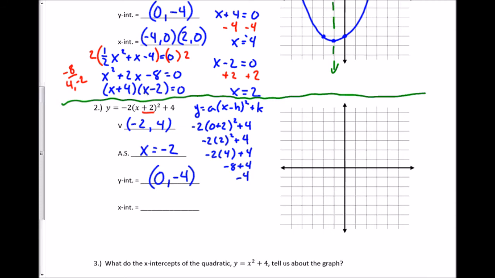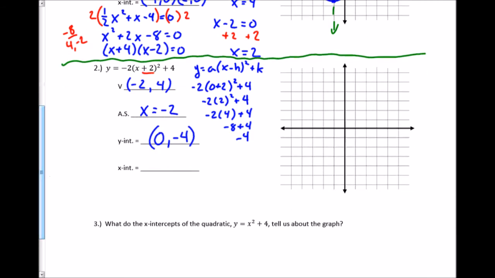And now my x-intercepts. For my x-intercepts, I'm going to plug a 0 in for y again, so I get negative 2 times x plus 2 squared plus 4 equals 0. And I'm going to solve this essentially using my square root property. I subtract the 4 from each side. So I get a negative 2 times x plus 2 squared equals a negative 4. And now I divide each side by that negative 2.